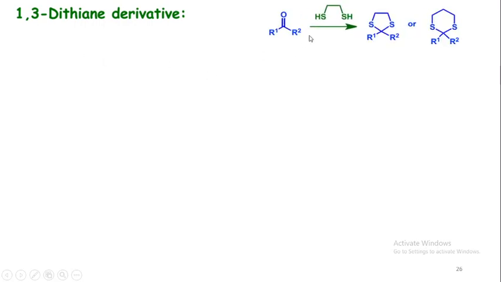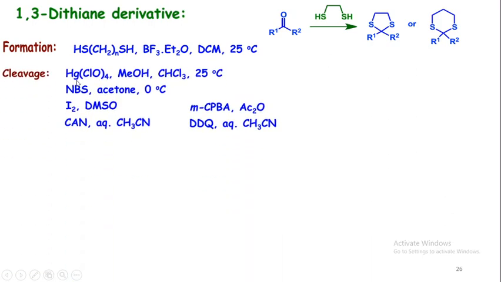Another way to protect the ketone is the 1,3-dithiane derivative, in which the ketone is converted into 1,3-dithiane by using 1,3-dithiols. The formation can be done by using this, and it is cleaved by using HgClO4 in MeOH, then NBS in acetone, I2 in DMSO, or in presence of aqueous CH3CN, or mCPBA, Ac2O, DDQ in aqueous CH3CN.